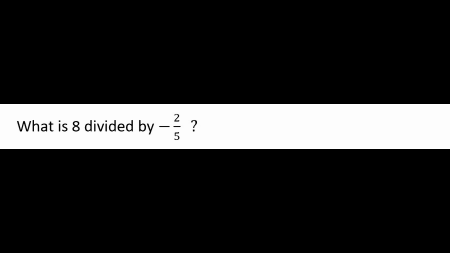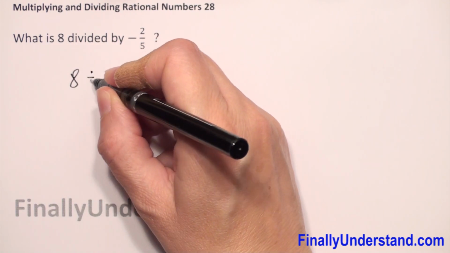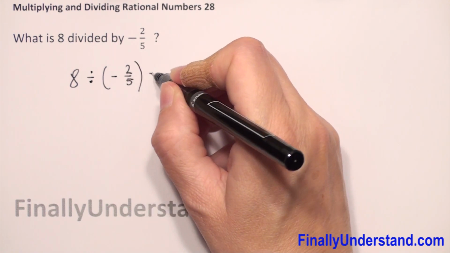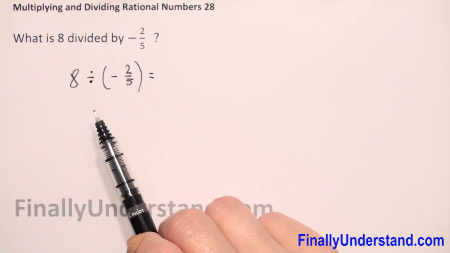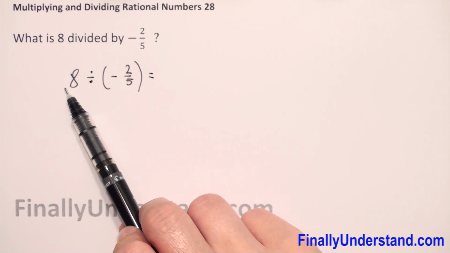What is 8 divided by negative 2 over 5? So let's first write this operation. We have 8 divided by negative 2 over 5. First, we have to calculate the sign. We have a positive number. When we don't have any sign, it's positive.